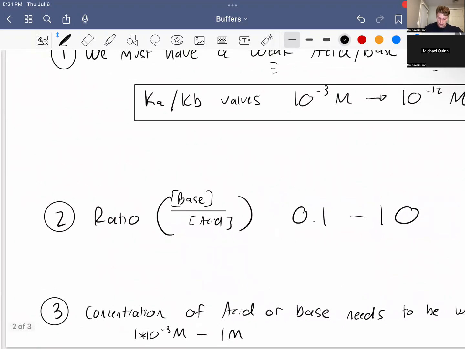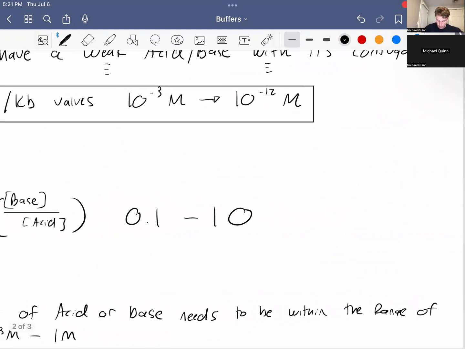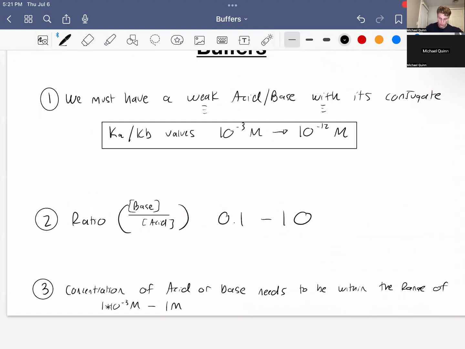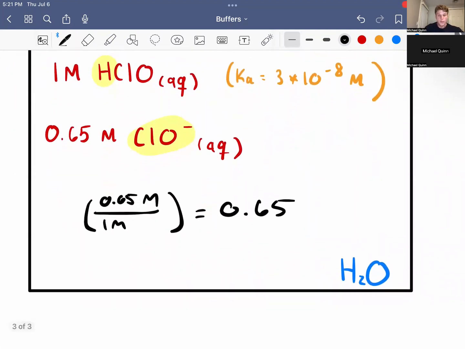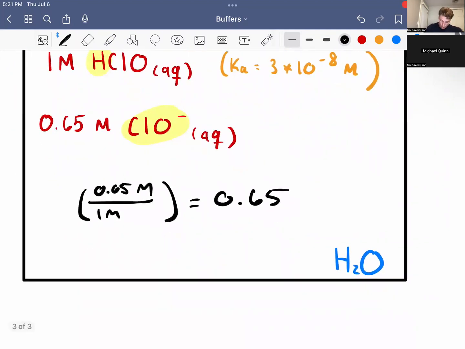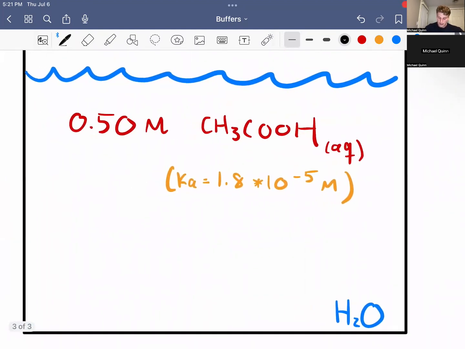Requirement number 3 says the concentration of acid or base needs to be within the range of 1 times 10 to the negative 3 molar and 1 molar. Both the acid and the conjugate base here fit that requirement, so we can call this beaker a buffer. Let's look at the second beaker.